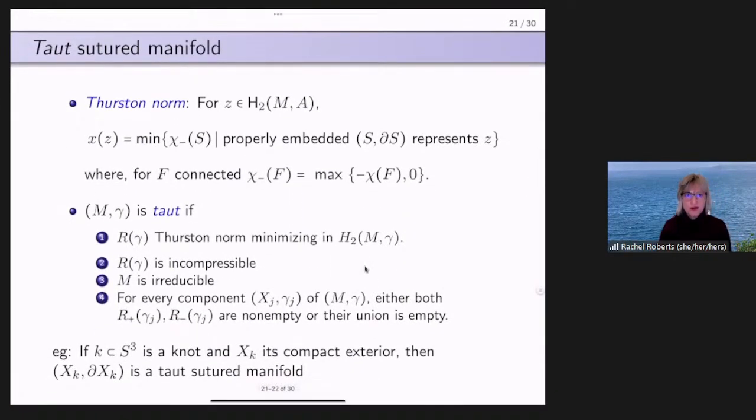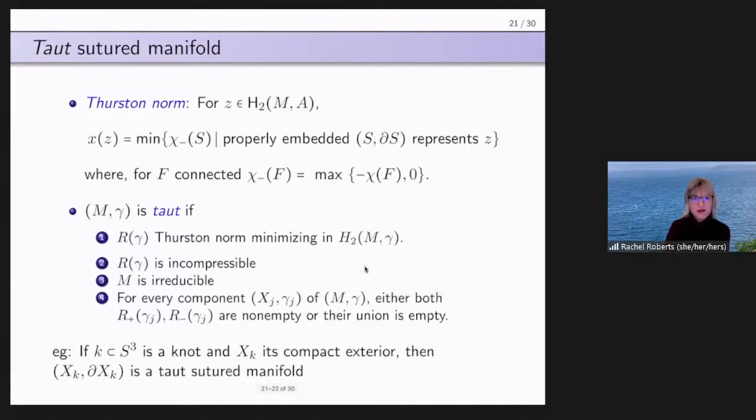So we're interested in taut sutured manifolds. And before I define a taut sutured manifold, I just need to remind you about the Thurston norm. If I give you a surface F, I can look at this chi minus of F, which is just the max of minus the Euler characteristic and 0. And then the Thurston norm is just the minimum chi minus over all surfaces that represent Z, for Z in second homology, or if you prefer to think in first cohomology.